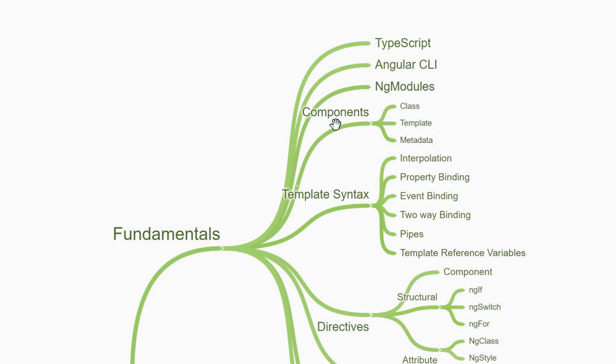So every UI element you see in the browser is defined by a component. A component is a combination of a class that controls the logic, a template that controls the view, and some metadata that ties together the class and the template. Most of your work in Angular applications is writing components.